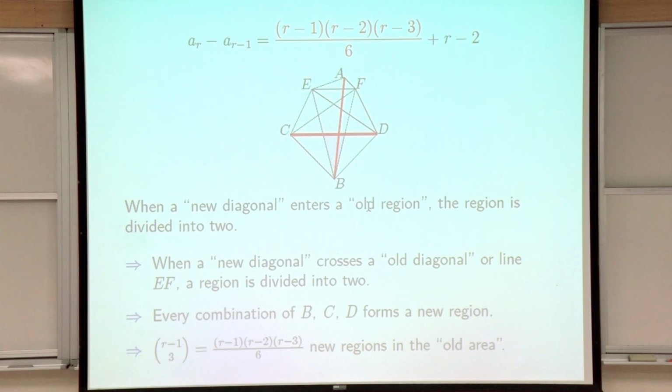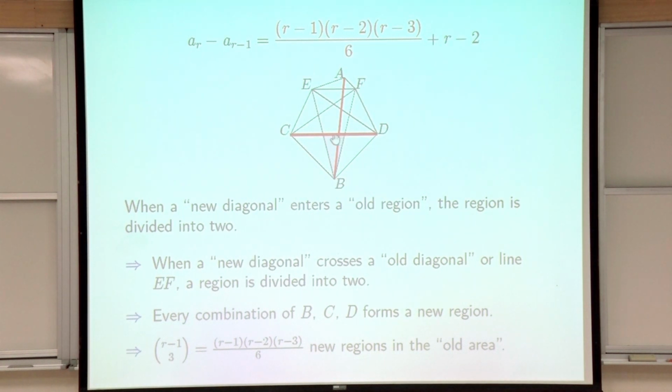And for the (r minus 1 choose 3) part, this is the number of new regions formed in the old area. So how do we divide the old area into 2 areas? When one of the diagonals starting from A goes through an old region, the old region will be divided into 2 regions, and so we have 1 more region in the old area.